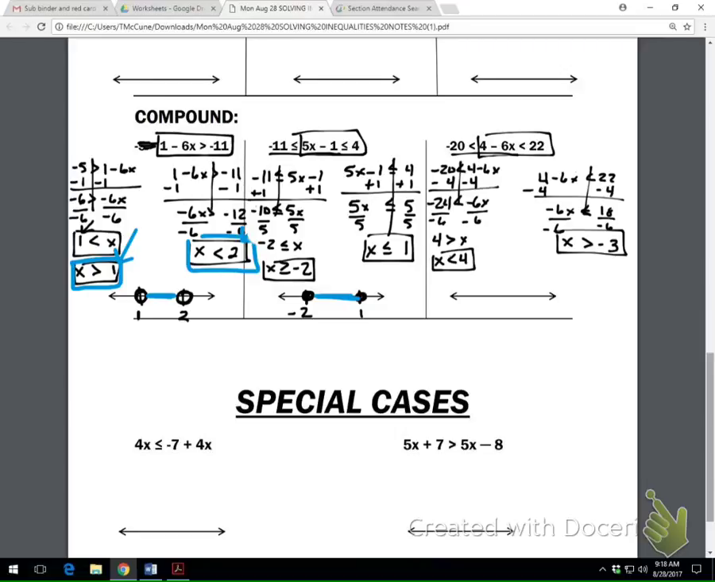So now, what is going to be my left number and what is going to be my right number? Negative 3 and 4. Now, on the negative 3, open or closed? Open. 4, open or closed? Open. And where do I shade? In the middle. Okay, so open and closed, pretty simple.